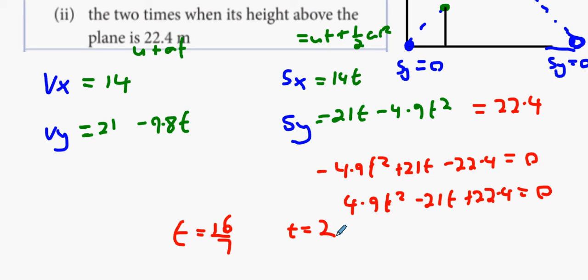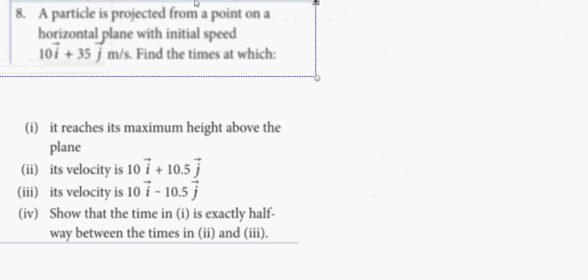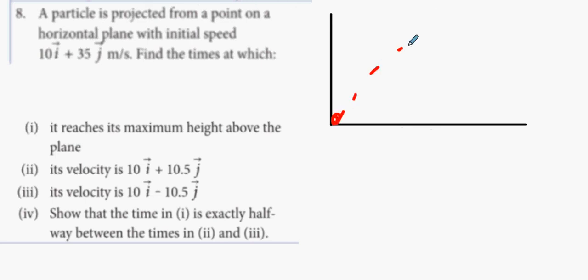Alright, I'm going to share this. Okay. A particle is projected from a point on a horizontal plane with initial speed 10 and 35. Find the time at which it reaches the maximum height above the plane. Alright. We all know the routine for maximum height, don't we? What's the routine? Vy equals 0 is the routine.